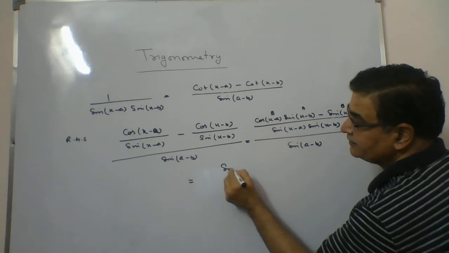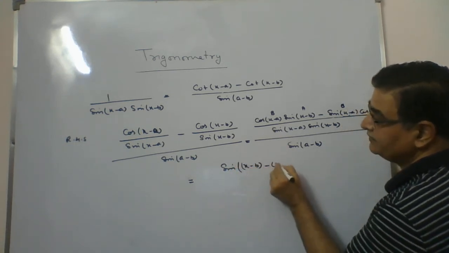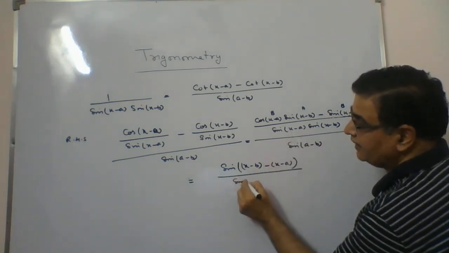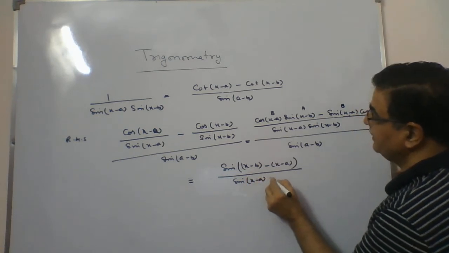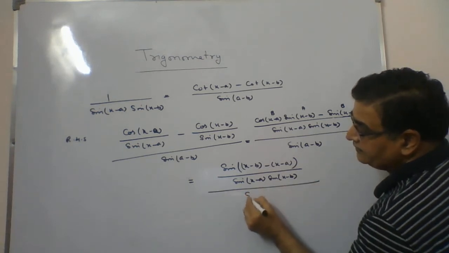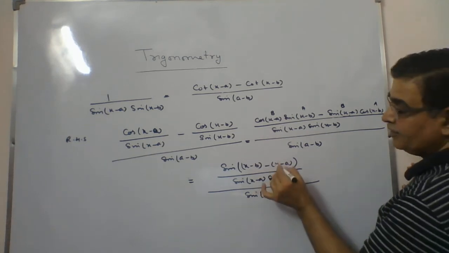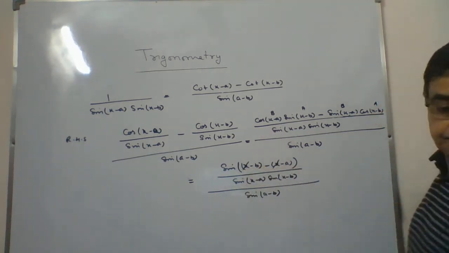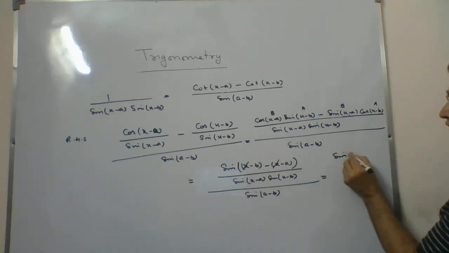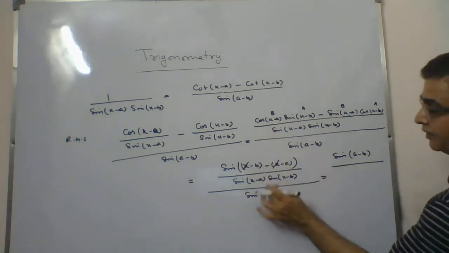So what does the numerator say? Sine of (a minus b) means (x minus b) minus (x minus a). Divide by this result as it is: sine of (x minus a) into sine of (x minus b), whole divided by sine of (a minus b). Now when you solve it, x and x get cancelled out. And then in the numerator what is left is sine of, it is plus a minus b. So it will be a minus b, and this will go in the denominator.